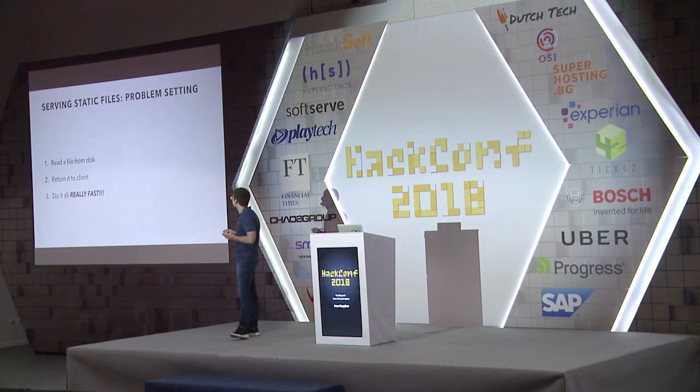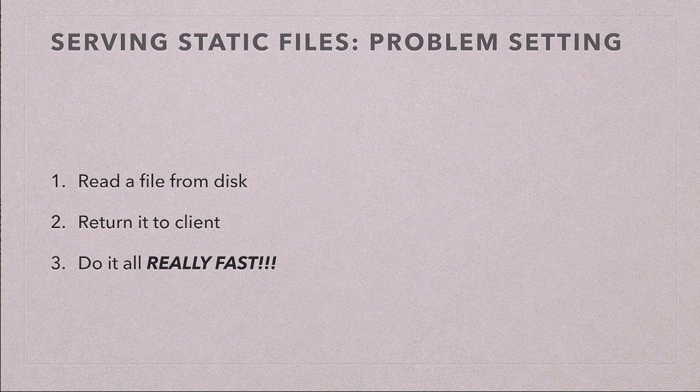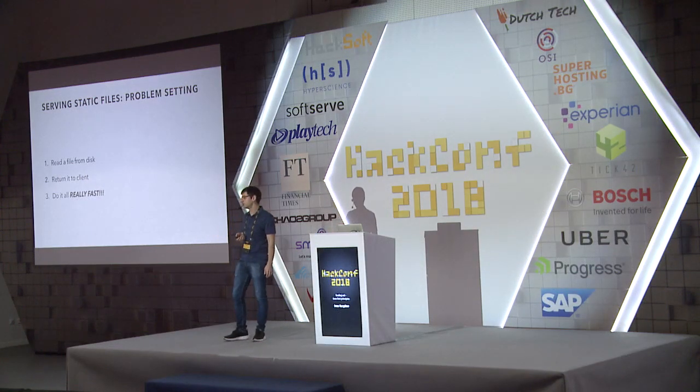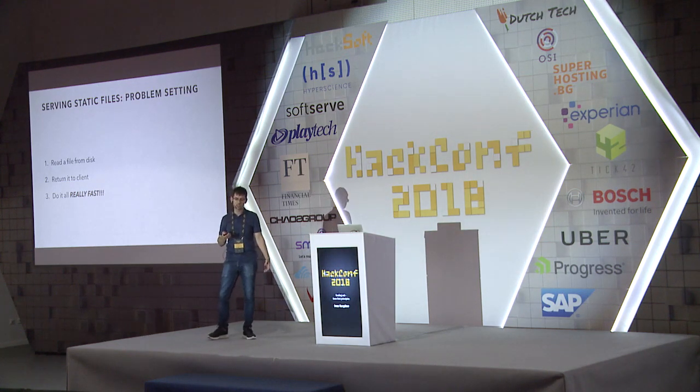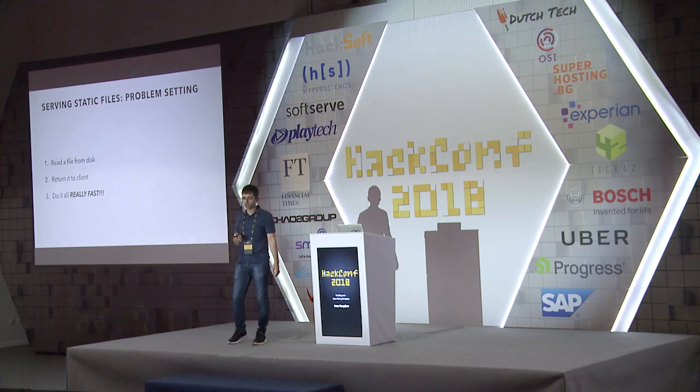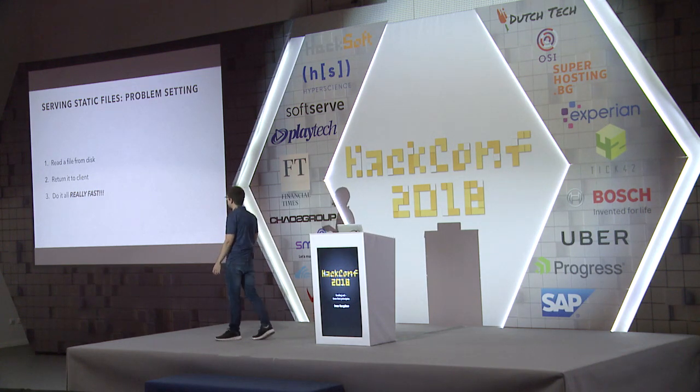And serving static files is kind of a simple problem. It has 3 main steps, very simplified, of course. The first one is read the file from disk. The second one is return the file to the client. And the third one, which is not really a step, is do it all really, really fast. And basically anything can do the first 2 points. Like you can start a Python one-liner that starts an HTTP server and serves files from a given directory. But the third point is a bit more complicated. But still, there are things that exist that can solve this problem really well.